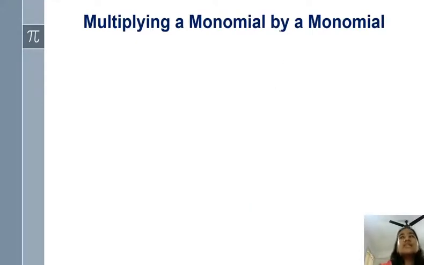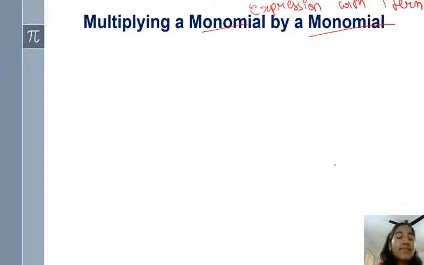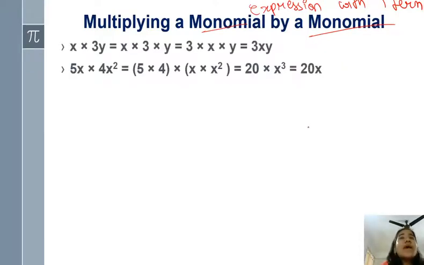So first we'll see multiplying a monomial by a monomial. Monomial means an expression with one term. And you know what terms are. Don't worry, this time I'm not going to confuse you. Last time I told you that I would check you, but no, this time it will go on in a normal way. So now x into 3y is equal to x into 3 into y, we know.